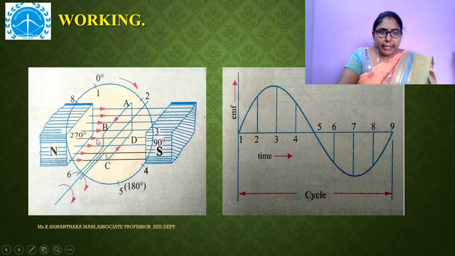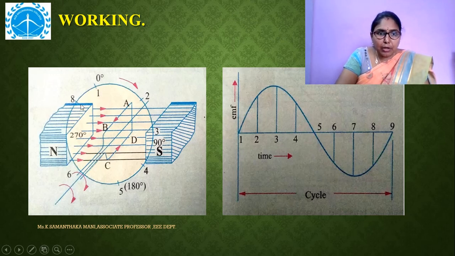Let me explain clearly what happens exactly when this turn rotates under the influence of the magnetic field. It has been explained that the direction of the magnetic flux is the arrow direction shown, from the north pole reaching the south pole. Now I am considering the position of the conductor starting from 0 to 360 degrees, coming back to the same position, which is called one revolution.